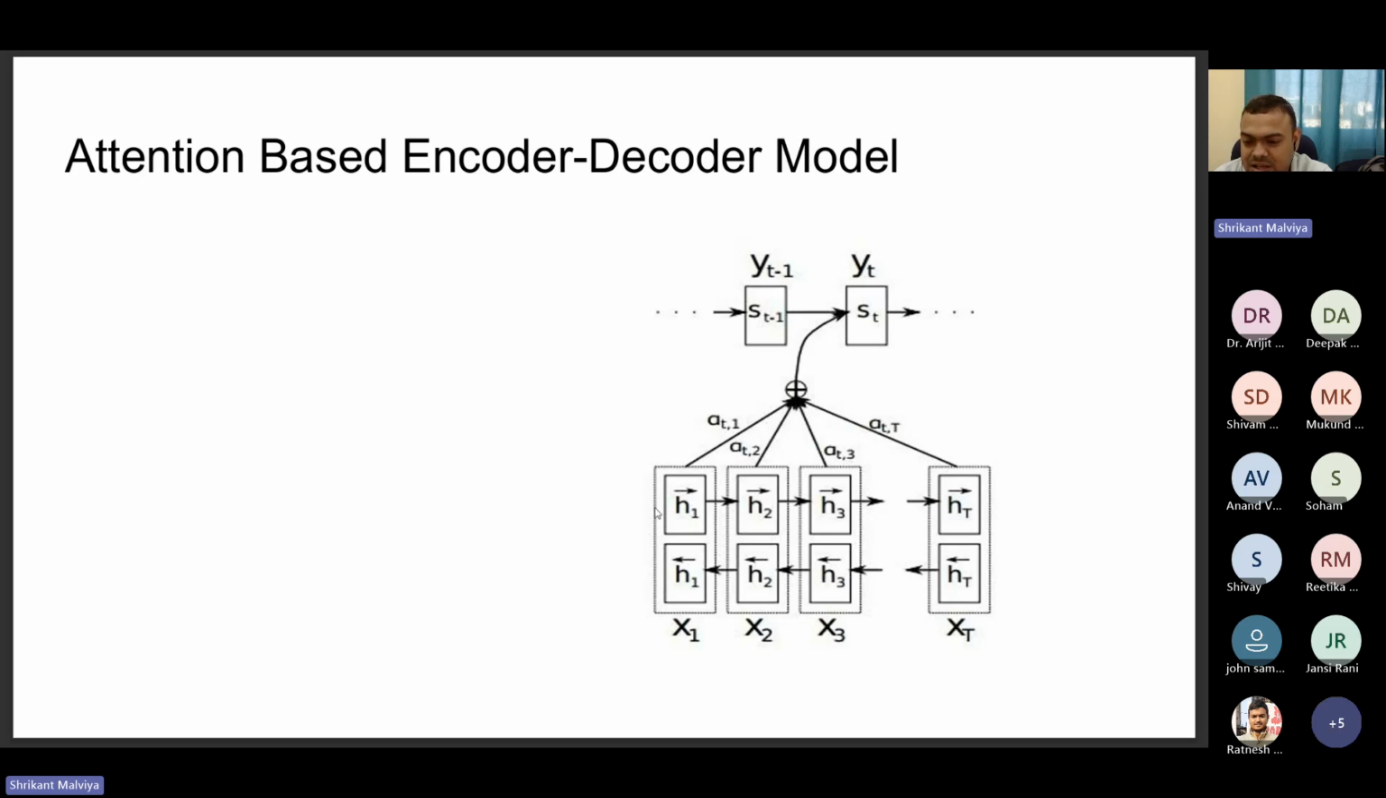So this is our encoder. And now we will not use the last representation, the representation of the last input in the sequence, for prediction. Instead, we apply the attention mechanism.